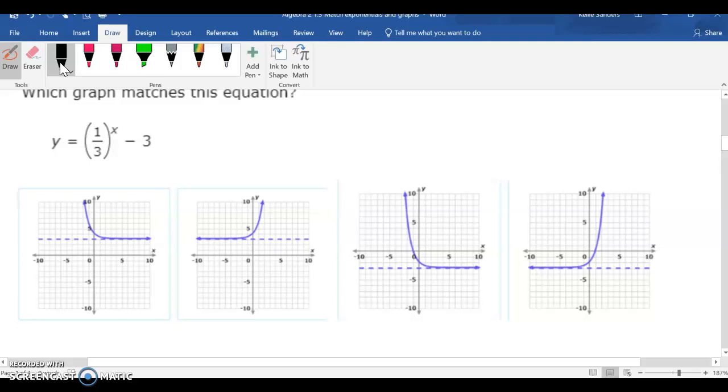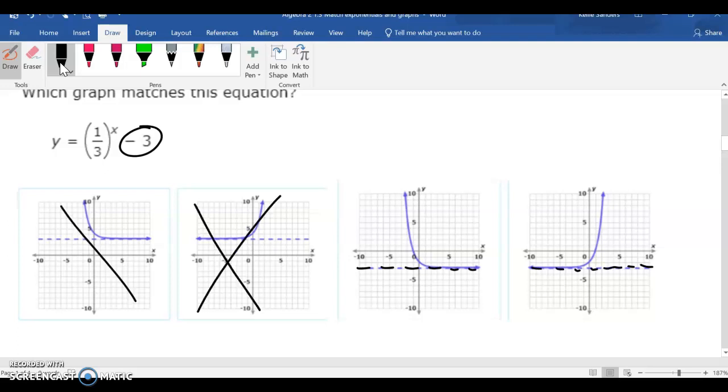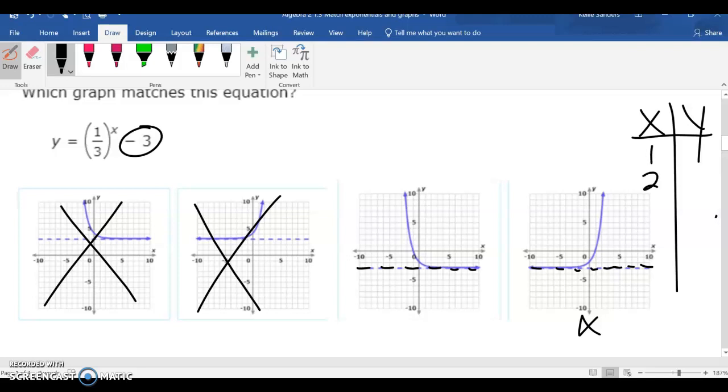Okay. Horizontal asymptote at negative 3. So it's not these two. Now, the thing is, I'm going to go ahead and make the T-chart and show you what's going on, because it is not going to be this one like you normally would think. And the reason is because of the 1/3.